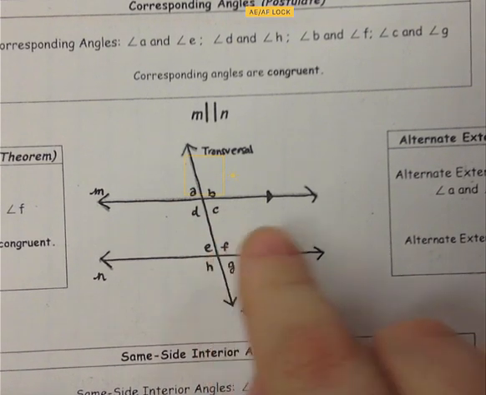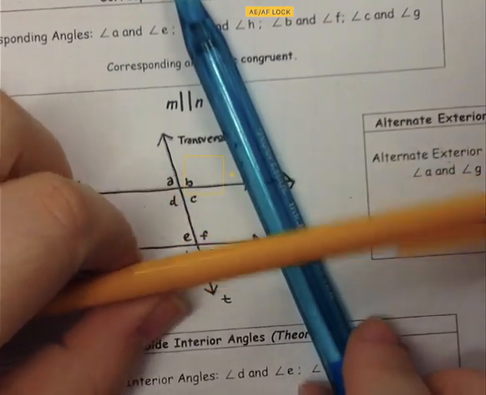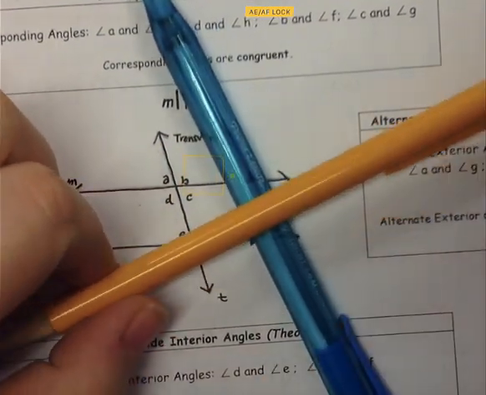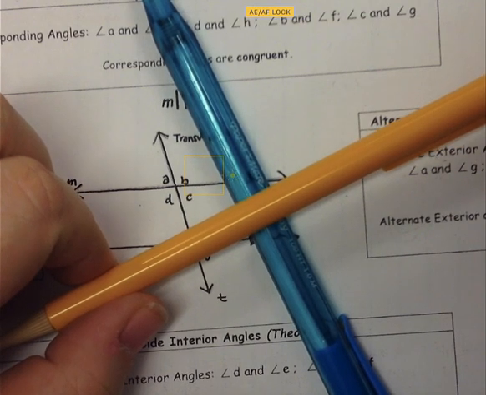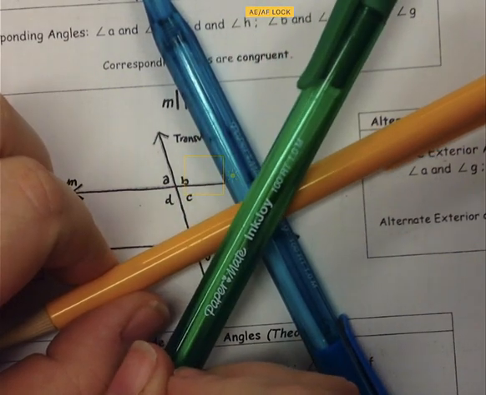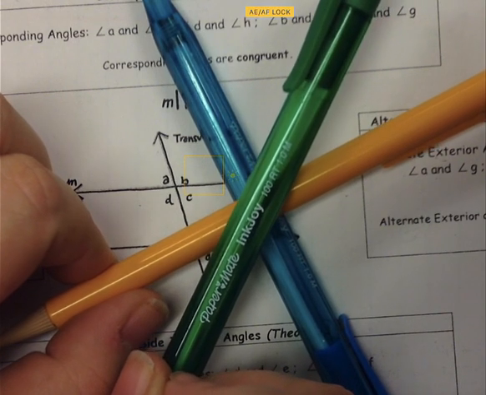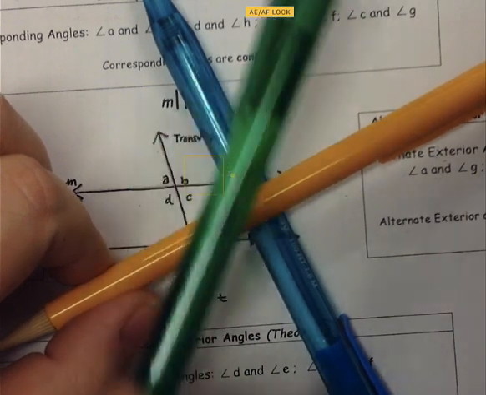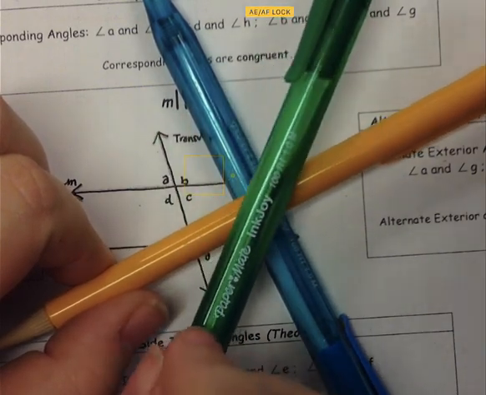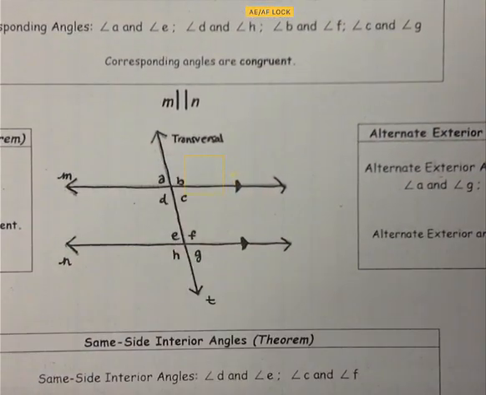If I were to have two lines intersecting like this, instead of parallel, so it doesn't have to be parallel, but if I have what I think is a transversal crossing through here, that green pen is only crossing these two lines at one point, right where they cross. So the green would not be considered a transversal. A transversal has to cross the two lines at different points.